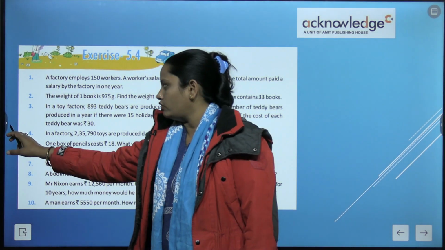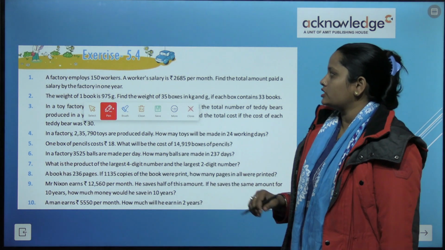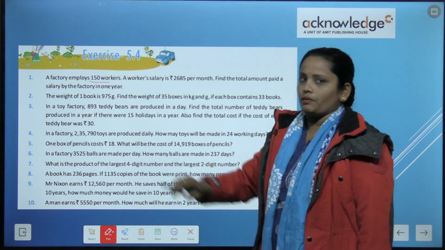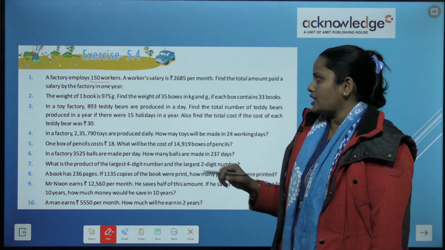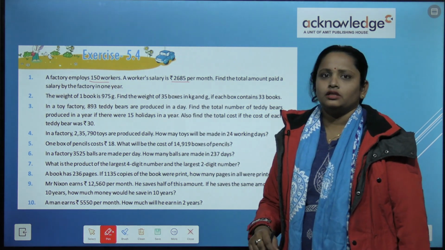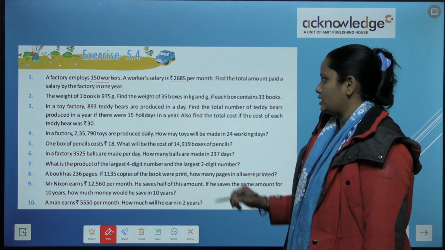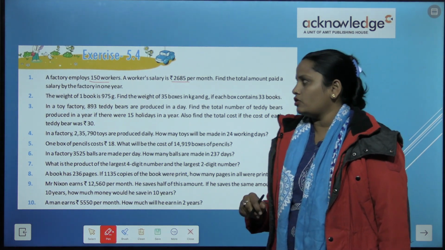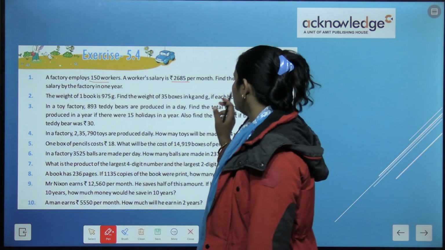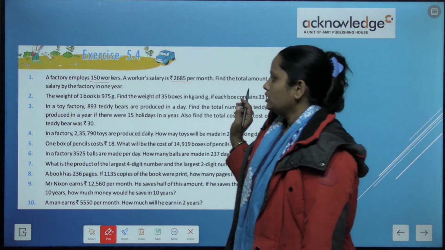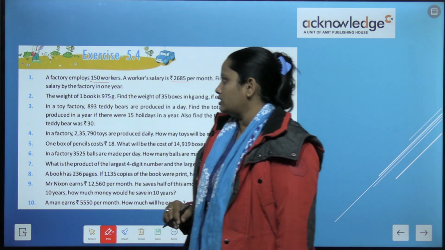Exercise number 5.4. A factory employs 150 workers. A factory has this many workers working there. A worker's salary is this much per month. One worker's salary is 2,000 rupees per month. Find the total amount paid as salary by the factory in 1 year.